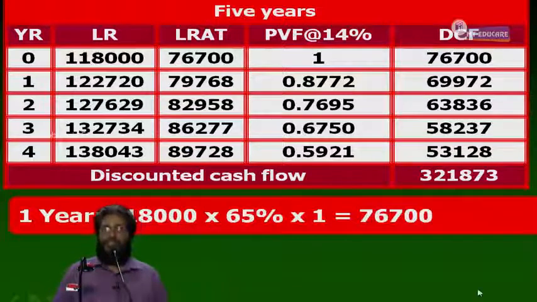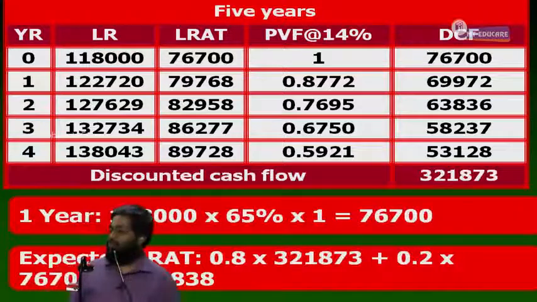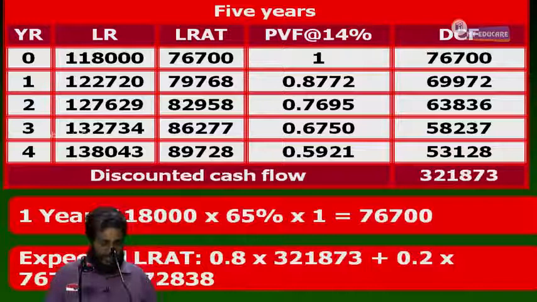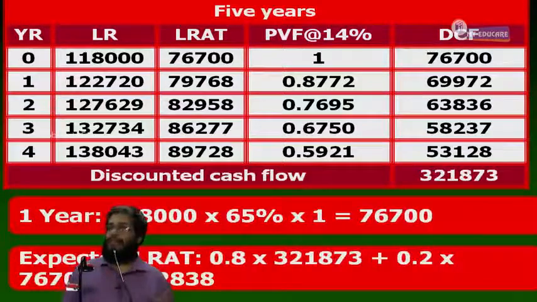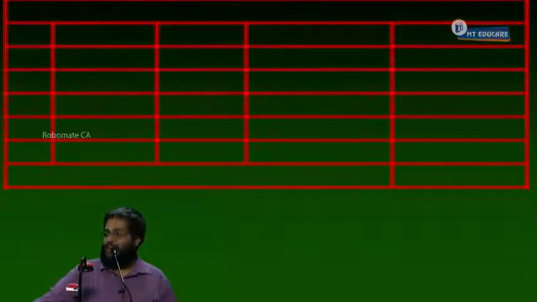Write down the expected lease rental after tax, expected LRAT, equals 0.8 into 321,873 plus 0.2 into 76,700, which is 2,72,838. If you see, out of the three, which is lowest here? This is 272 and odd.